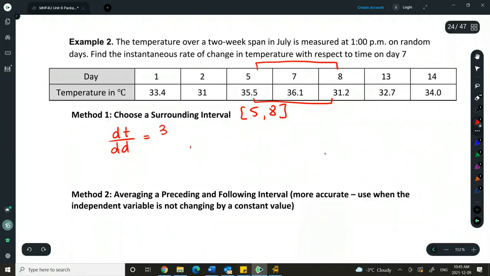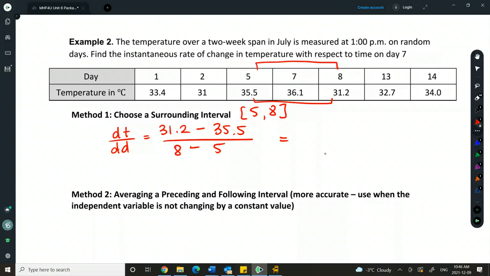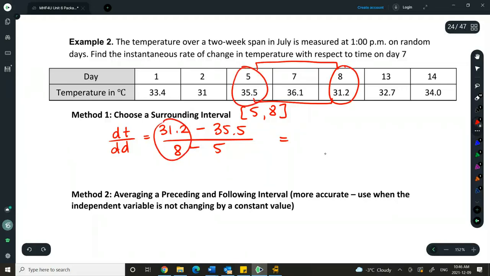So 31.2 is day 8, and then I'm going to subtract day 5, 35.5. And then I have to do it in the same order for this bottom calculation, 8 minus 5. And we'll get our approximate change in temperature with respect to the change in days. Okay, just make sure you're consistent with which one's your point 1 and which one's your point 2. These should happen at the same locations here and here.